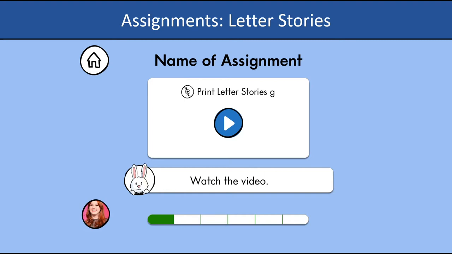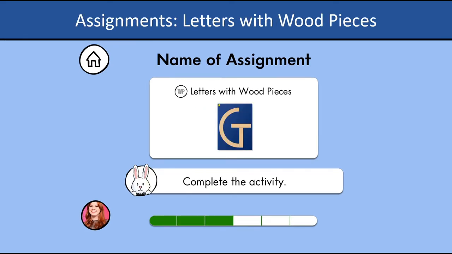Anytime children exit the app during an activity, they will be placed in the activity they were last working on upon re-entering the app. All activities have audio prompts from Magic C Bunny, so make sure they have their device's volume on and can hear the instructions. Your child can replay Magic C Bunny's instructions by clicking on him at any time during the activity. As children work through their assigned activities, they can track their progress with the green bar at the bottom of the screen.